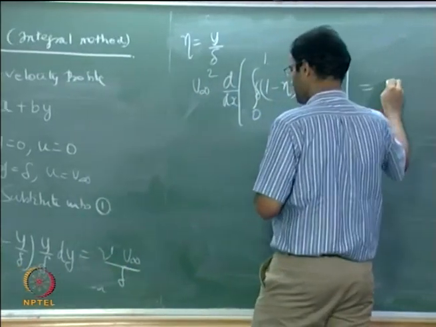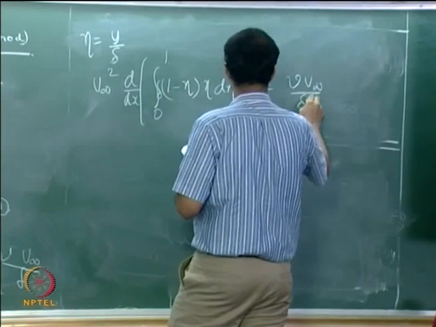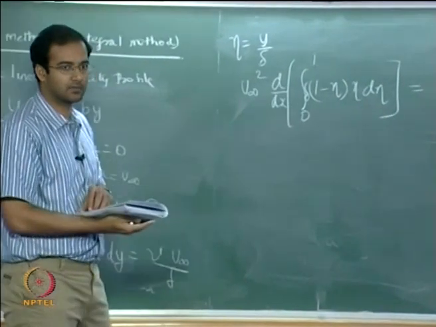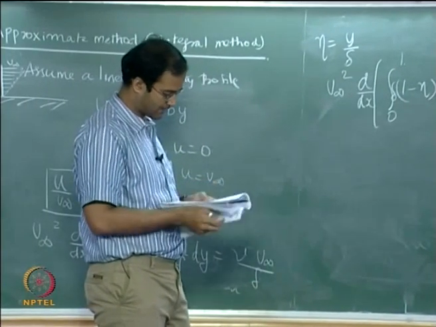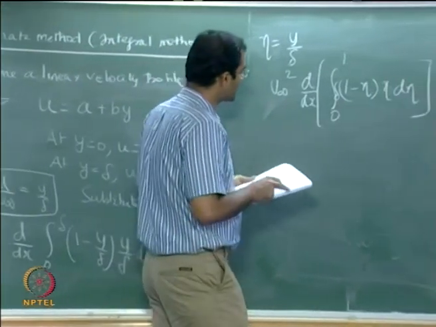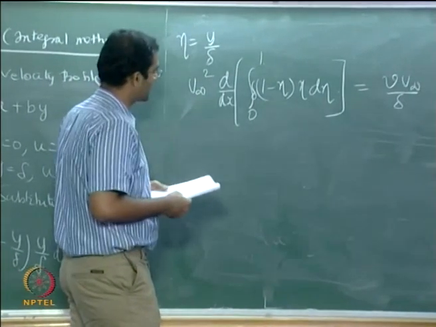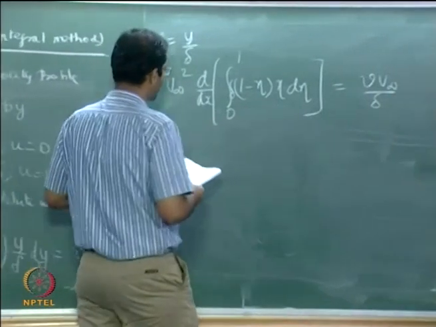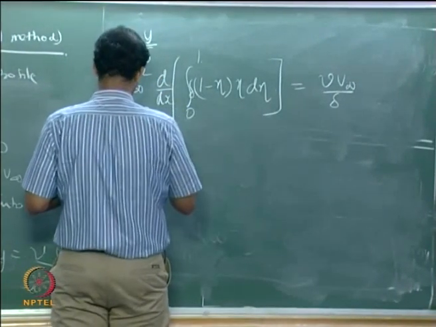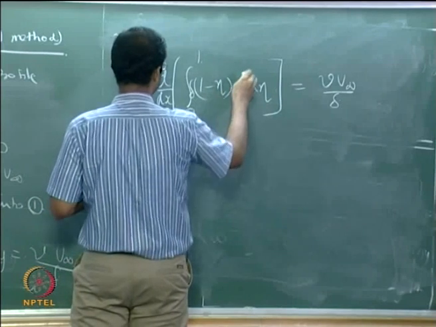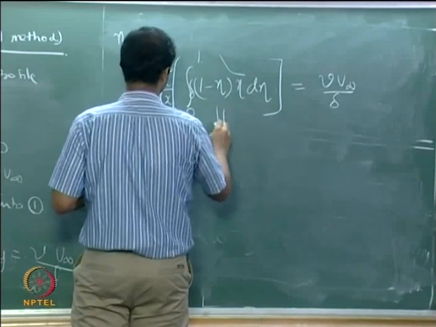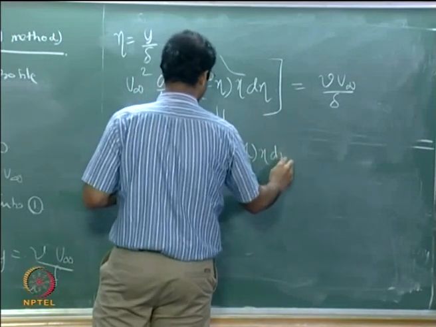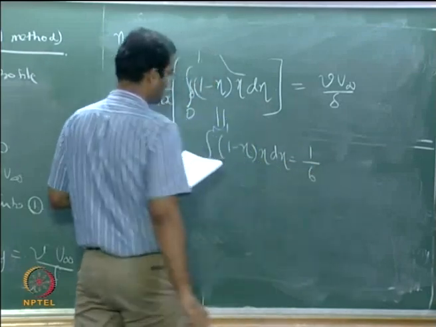Which will be equal to, on the right hand side, nu u infinity by delta. Now this delta has to be inside d by dx because delta is a function of your position along the flat plate. So if you do the integral, maybe you can take a couple of minutes and do it, but since we do not have time, I am just going to give you the final solution. So this will come out to be 1 by 6. The integral 0 to 1 of (1 minus eta) into eta d eta should come out as 1 by 6.